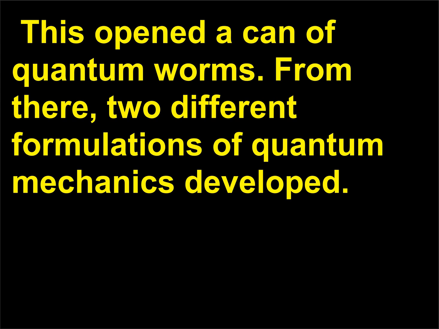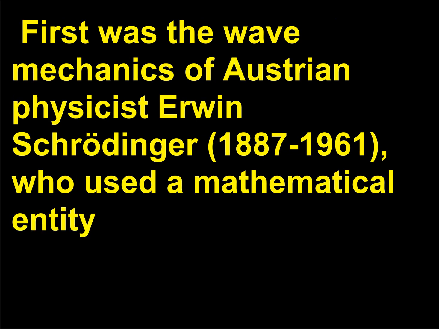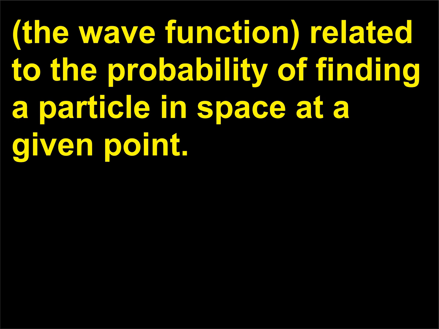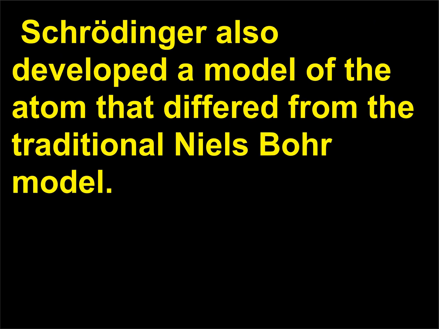This opened a can of quantum worms. From there, two different formulations of quantum mechanics developed. First was the wave mechanics of Austrian physicist Erwin Schrödinger, 1887–1961, who used a mathematical entity, the wave function, related to the probability of finding a particle in space at a given point. Schrödinger also developed a model of the atom that differed from the traditional Niels Bohr model.